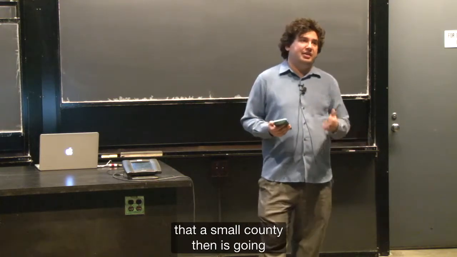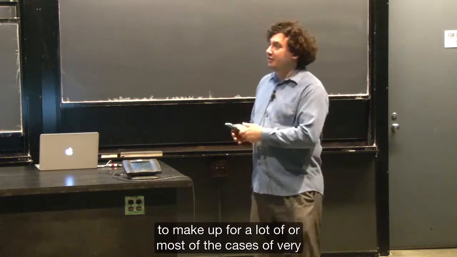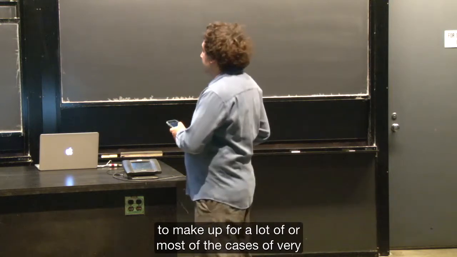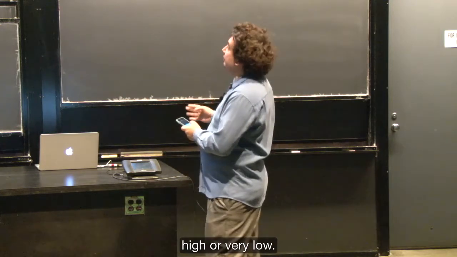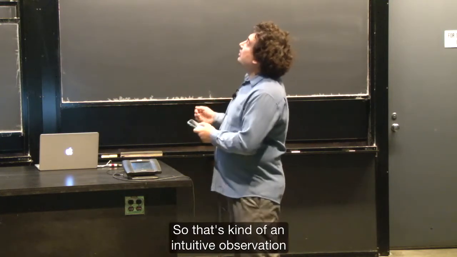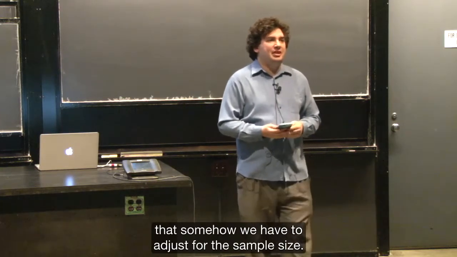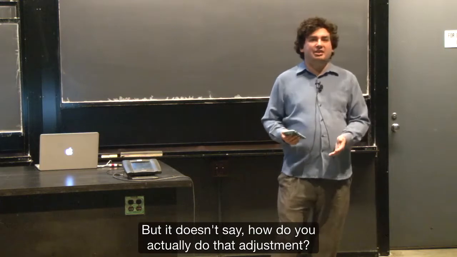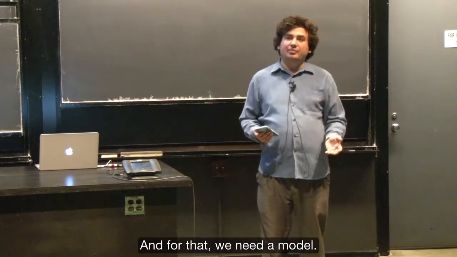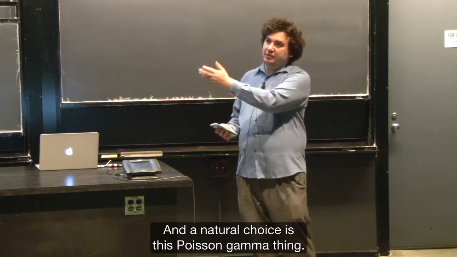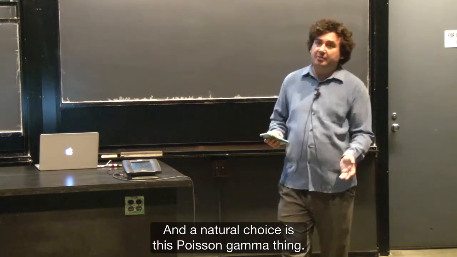So this is just a visual way to see that fact that we discussed intuitively before, that a small county is going to make up most of the cases of very high or very low rates. Okay, so that's an intuitive observation that somehow we have to adjust for the sample size, but it doesn't say how you actually do that adjustment. And for that we need a model, and a natural choice is this Poisson gamma thing.